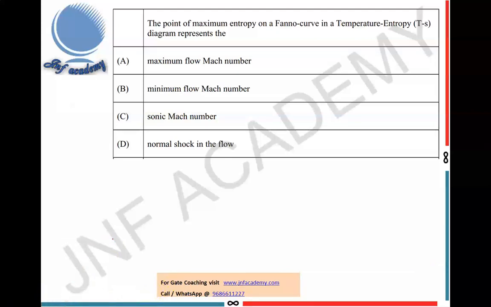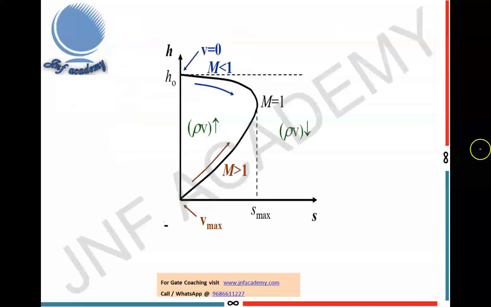Let's start with the first question. The point of maximum entropy on a Fanno curve in an entropy temperature diagram, which is the TS diagram, is... So they have given multiple options. What they're basically asking is, at the point of maximum entropy, what condition will happen? So for that, we need to understand this graph. If you see here, right?